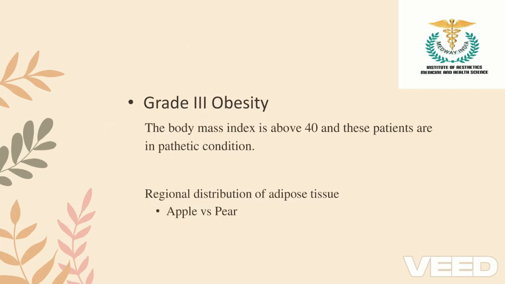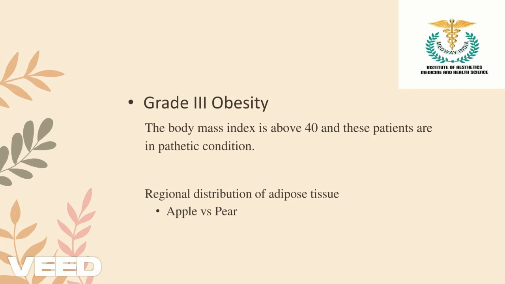And grade 3 is going to be above 40, very pathetic, and they have to go with a proper diet and physical activity, where after maybe the duration of 12 months, or maybe 16 months, we could see that the weight is getting reduced. They have to go with a proper diet plan, and no quirky diet plans are to be followed. So we have to be very careful in that.